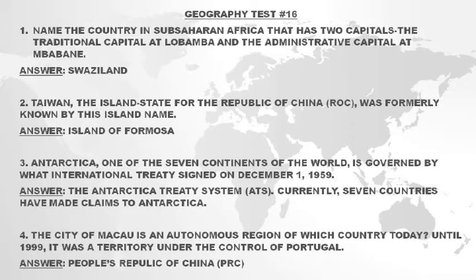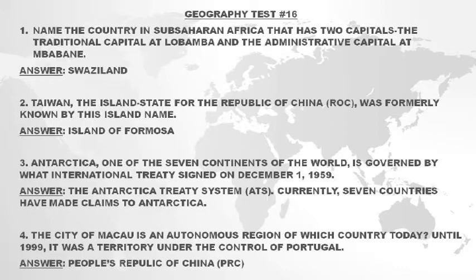Question 2. Taiwan, the island state for the Republic of China, abbreviated ROC. Don't confuse it with the People's Republic of China on mainland China. It was formerly known by this island name: Taiwan used to be known as the island of Formosa.